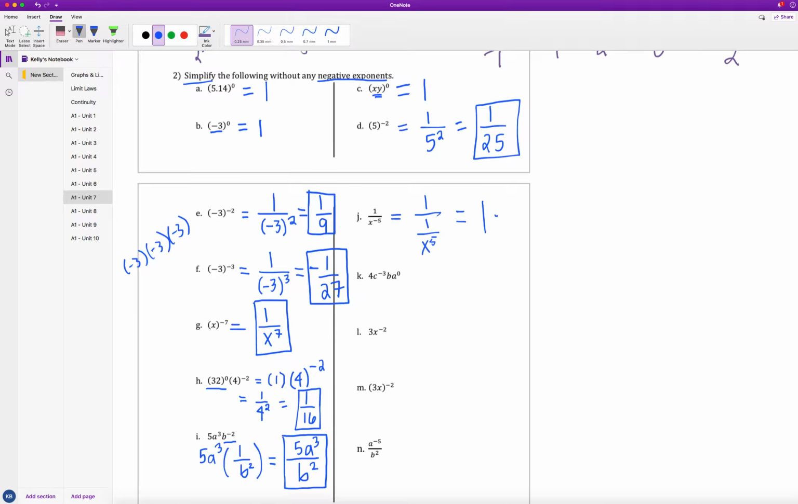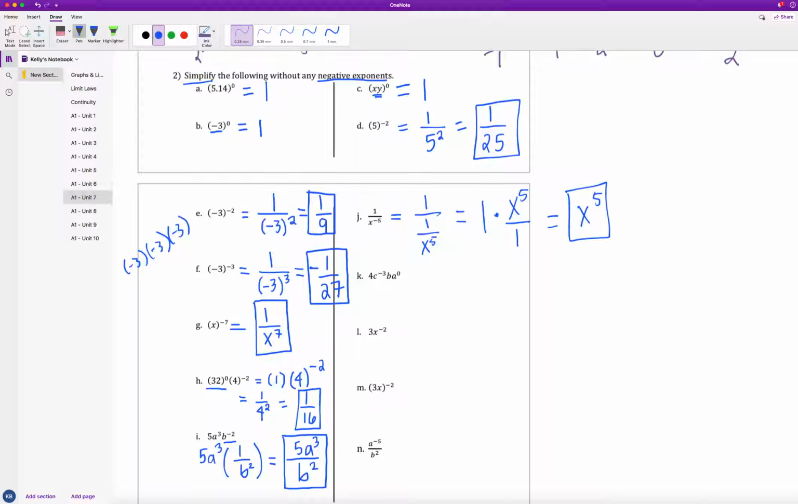So the way we would do that is multiply by the reciprocal of the denominator. So keep the numerator, change division to multiplication, and then flip the denominator. Then 1 times x to the 5th over 1 is just going to be x to the 5th. There we go. Okay, why don't you guys pause the video and try k on your own as well.